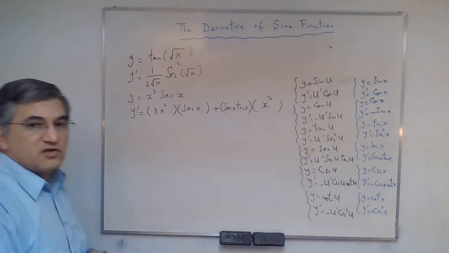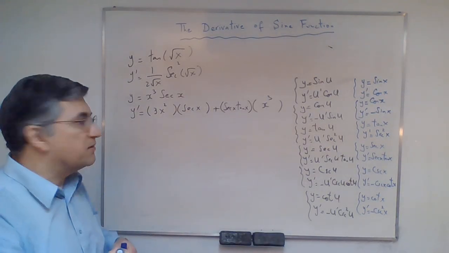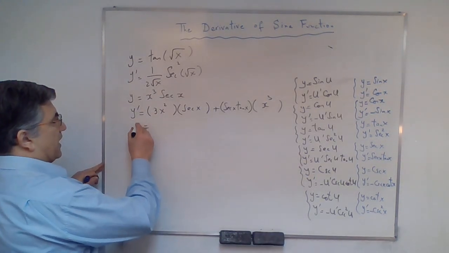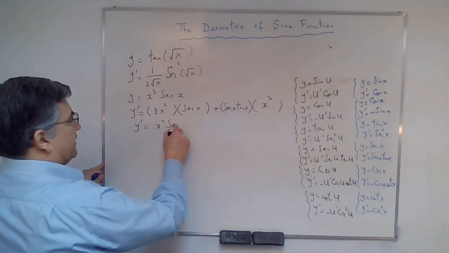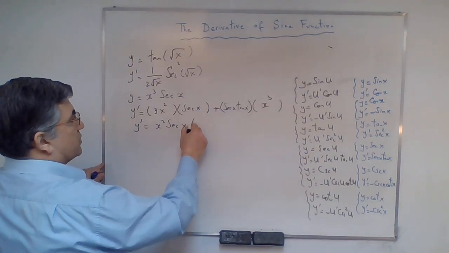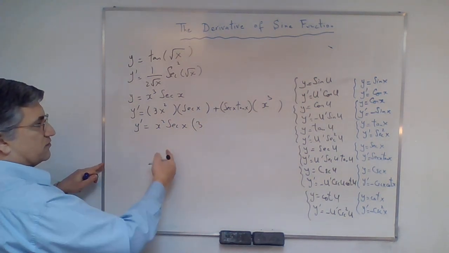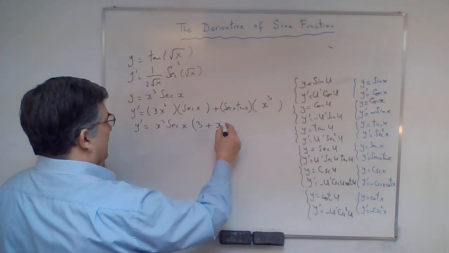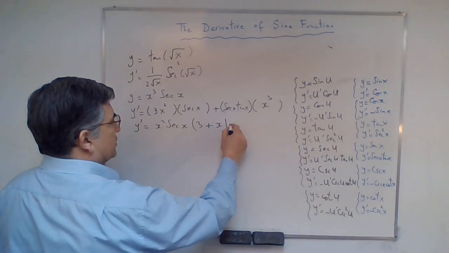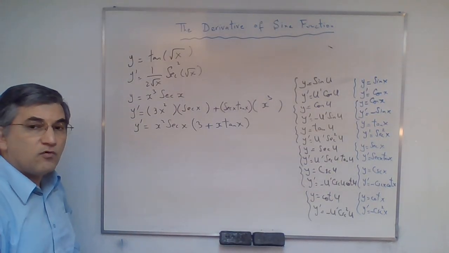Of course, if you can simplify by finding some GCF, that's fine. You better do it. For example, I see here x squared secant of x is a common factor. So I'm going to factor it out. So I get 3 from the first term, and from the second, I get plus x tangent of x. There you go. This is the final answer in simplified form.